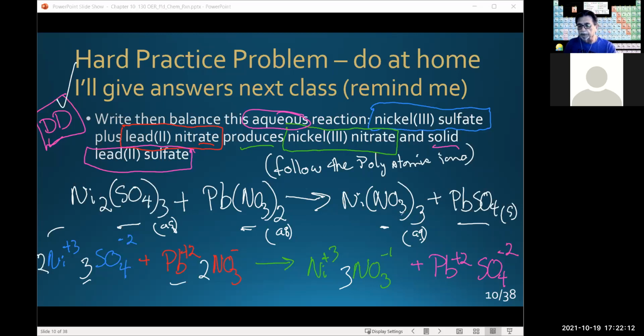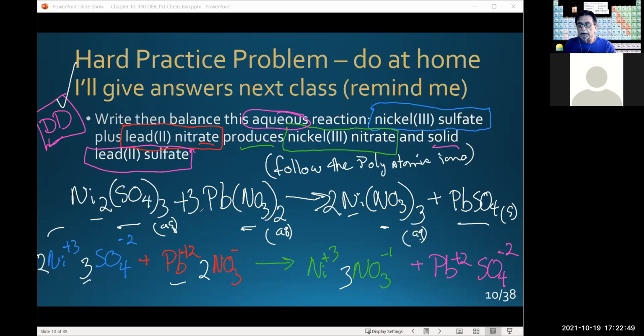It's a 3-to-2 ratio. So what happens if I put a 3 here and a 2 right here? Wow, what that does, that gives me 6 nitrates on the left-hand side and 6 on the right-hand side. So my nitrates are happy. Their nitrates are done, looks like, right? It made my nickels go up to 2, but guess what? Already the nickels are taken care of because there's 2 nickels there to begin with. So my nickels are okay.